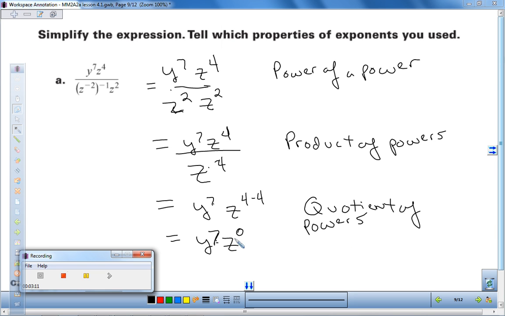Now, the next one, anything to the 0 power is 1, so that's technically the 0 exponent property. So that ends up being 1, so we end up with y to the 7th.